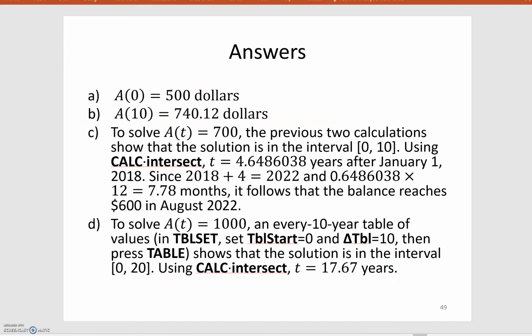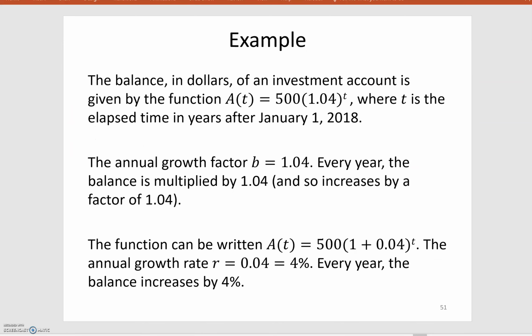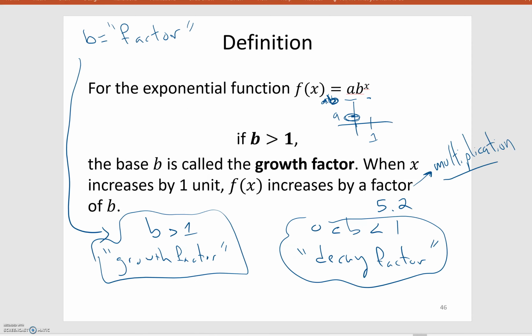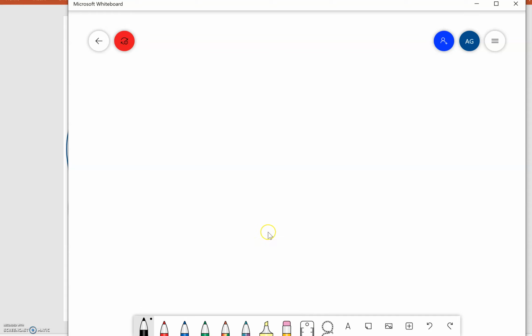I want to go ahead, I know that I have an example here, but I'm impatient. I want to find, you know what, forget this for the moment, I'm sorry. Let's go to the whiteboard. I want to draw this dang thing. I want to show you what this looks like. So I want to draw a picture of an exponential growth function.